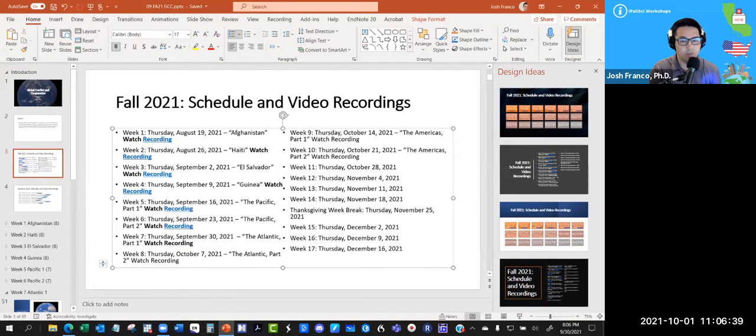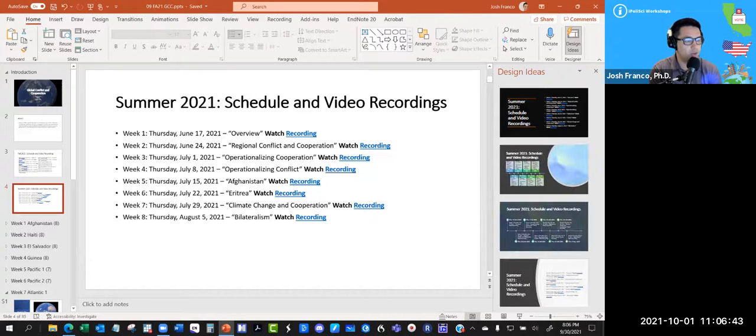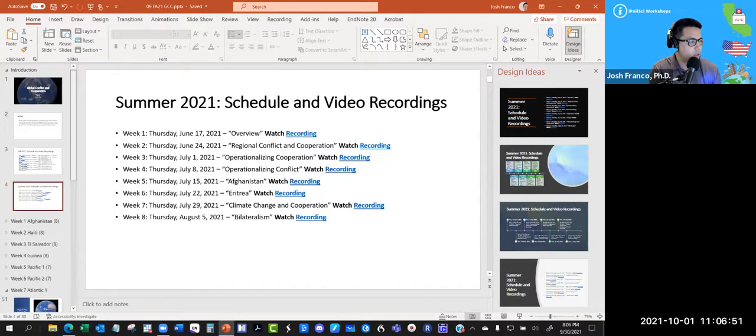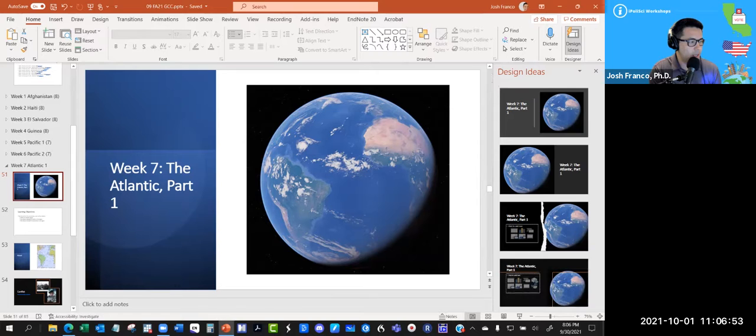Obviously you can watch the prior ones from earlier weeks. And if you're interested, you can also watch the ones from the summer, which are focused on the theoretical or abstract understanding of global conflict and cooperation. So let's jump to week 7, the Atlantic Part 1. Here you see a picture from Google Earth of the North Atlantic and the South Atlantic. So let's go ahead and jump in.